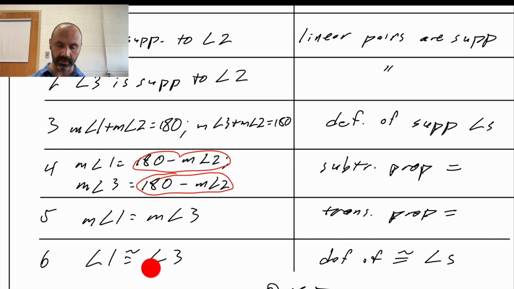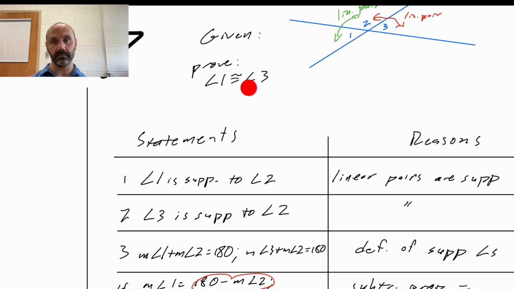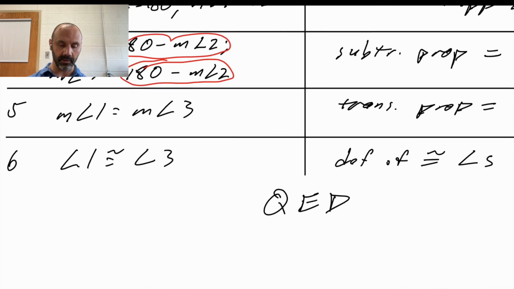Now, angle 1 is congruent to angle 3, right? Look carefully. I want to prove that they're congruent. If I just stop at the measure of the angles, I haven't really finished it yet. But it's one more simple step: angle 1 is congruent to angle 3, and that's the definition of congruent angles. Quod erat demonstrandum. We're done.